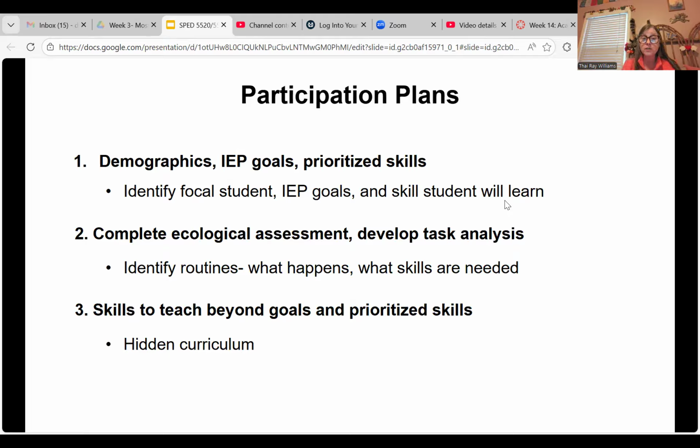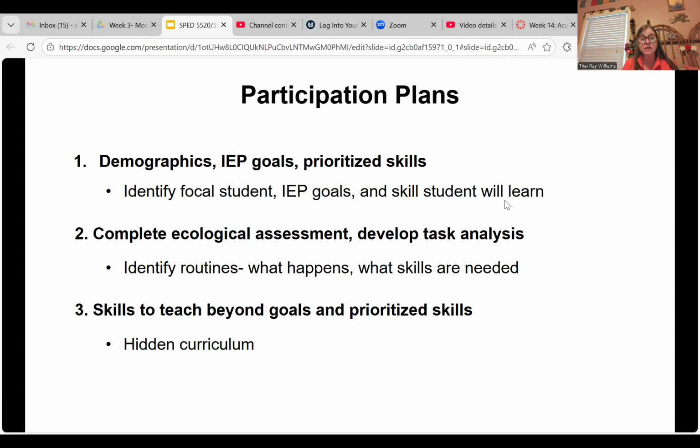You already know you need to do an ecological inventory. You need to find out what are the routines, what are the different sub areas of that classroom. What happens in those areas? What types of skills do the students need to be successful in that setting? And then you're going to develop task analysis to directly address those skills and those needs.